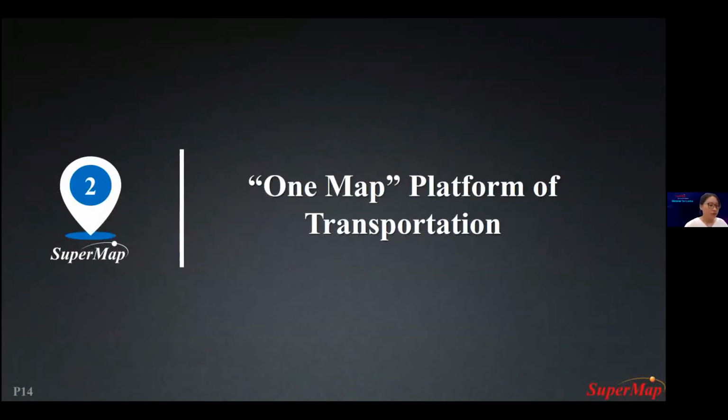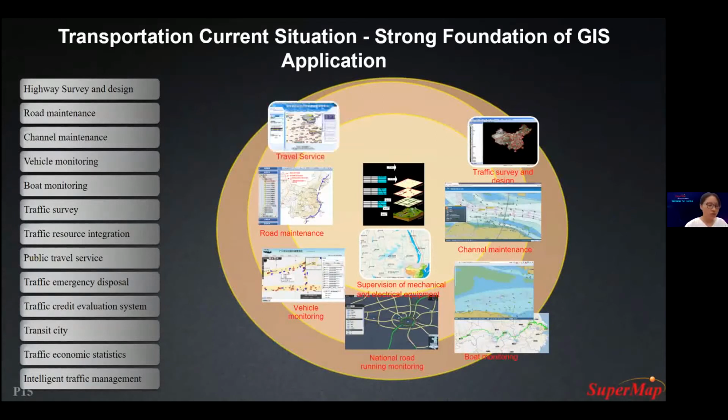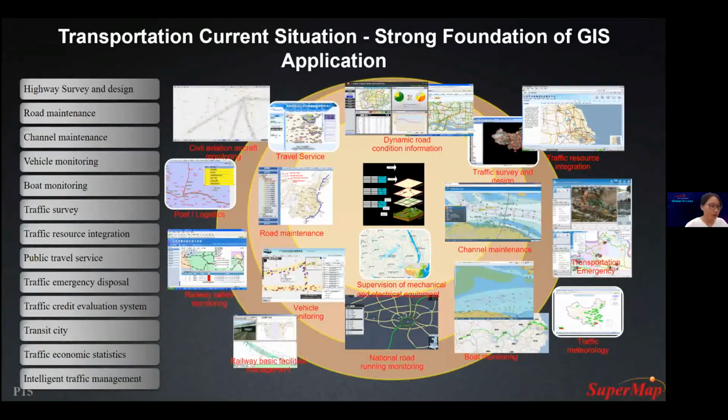Then next, we are going to further learn about how to construct a more complete system of transportation business, or we call it one-man platform of transportation. Firstly, let's have a look why the system needs to be improved. There are many other business applications that need to be integrated in the system: railway business, aviation business, transportation. Each of them has their own business requirements.